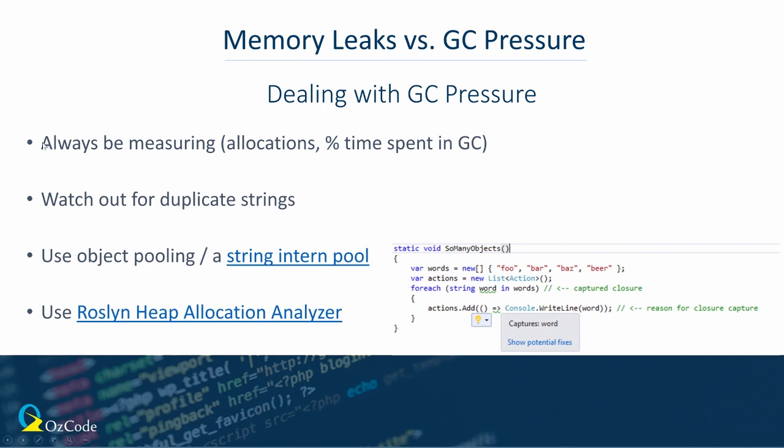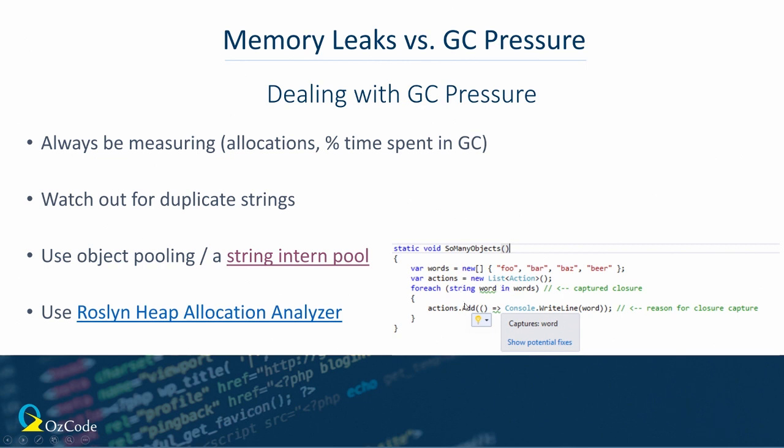So first tip, always be measuring. How much are we allocating? What is the percentage of time spent in GC? Open up perfmon, look at it. Modern .NET memory tools will tell you if you have a problem where you're keeping many instances of the same string in memory, so you can use a string intern pool. A string intern pool is basically the idea that if we have many instances of the same string, and strings are immutable in .NET, we don't need a million copies of the word system or mscorlib inside of our .NET application in Visual Studio. The other thing you could do is use the Visual Studio extension that will actually highlight in the code what is too allocatey.